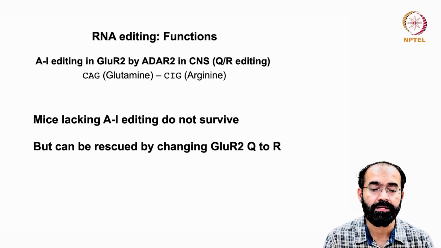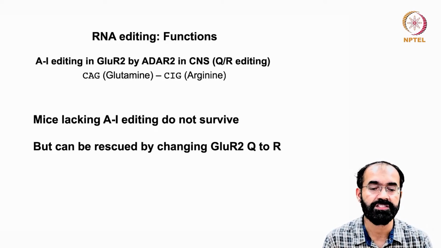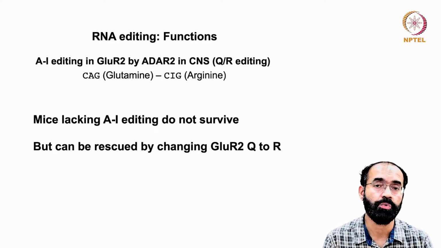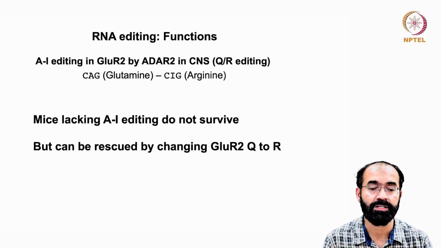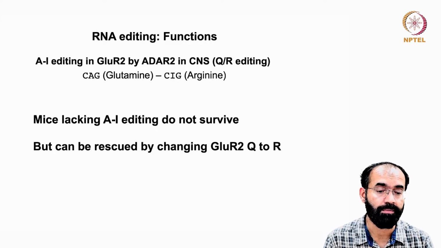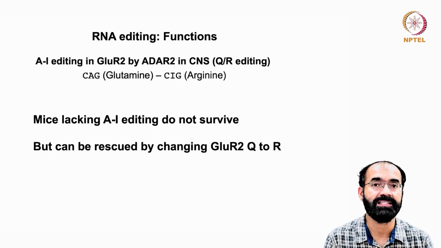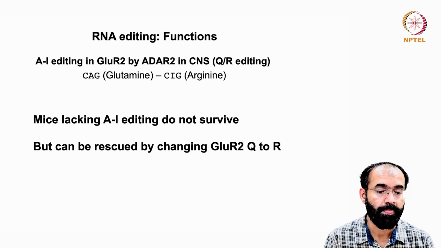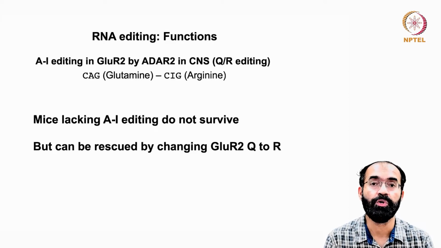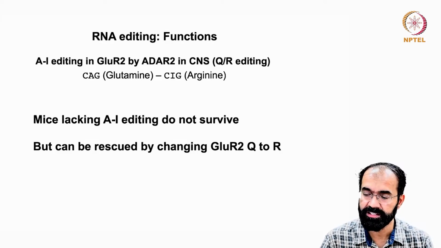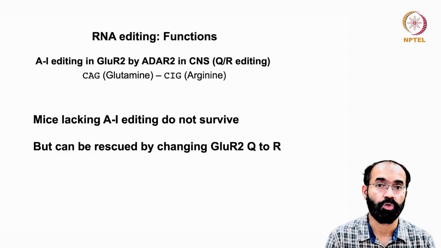ADAR2 is one of the ADAR family enzymes that acts in central nervous system. CNS stands for central nervous system, and it is important in QR editing, that means converting Q to arginine. So this editing is very important. So CAG is bringing in glutamine and CIG is bringing in arginine, and the mice lacking A to I editing do not survive. How important it is? That is quite thought provoking.